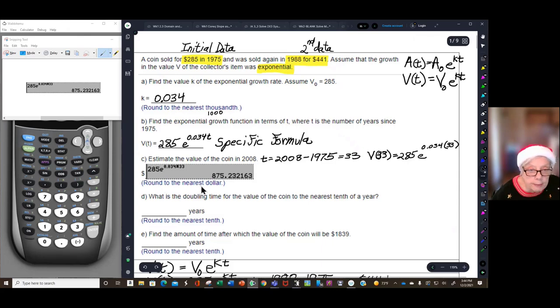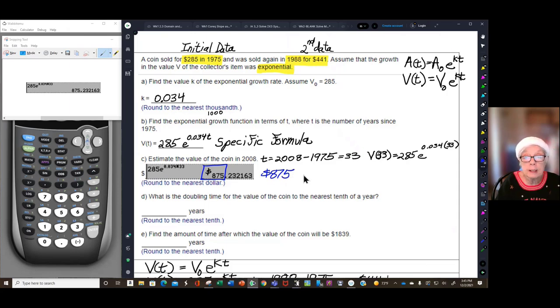And then it says round to the nearest dollar. Well, the nearest dollar is 875. Then we have a 0.2, but that will not cause the 5 to round up to a 6. So our answer for part C is 875. Probably that's all you have to put, but if you want to be exact, put a .00. It will look very fancy.